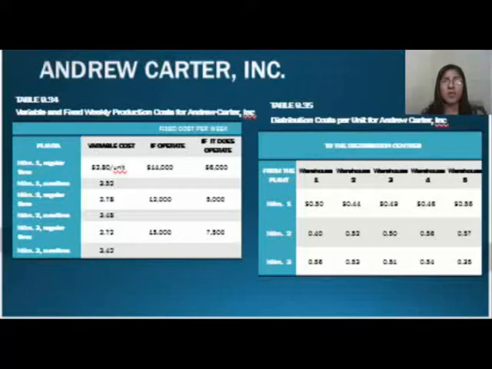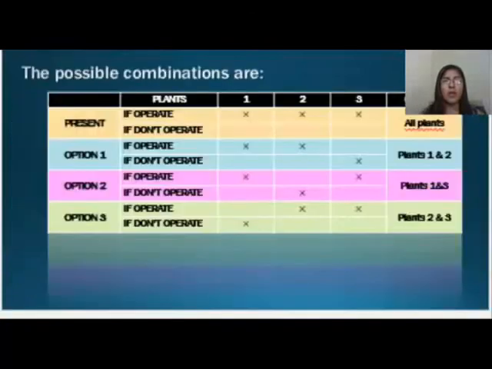Now, the case suggests finding the optimal solution that minimizes costs if one of the three manufacturing plants is closed. We make a table with the possible combinations, and we obtained that option 1 operates plants 1 and 2, option 2 operates plants 1 and 3, and option 3 operates plants 2 and 3. Now we can develop each option in the software to know which manufacturing plant should be closed.